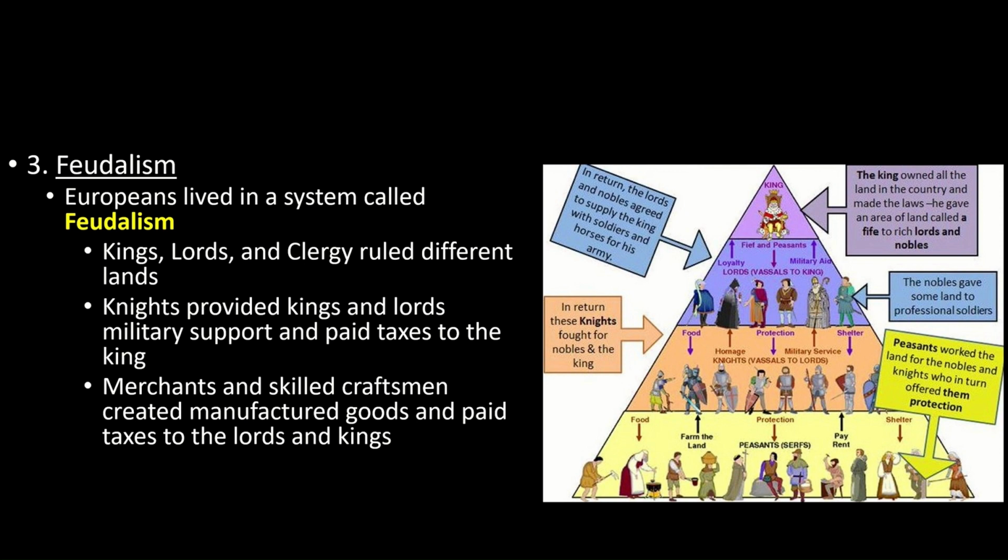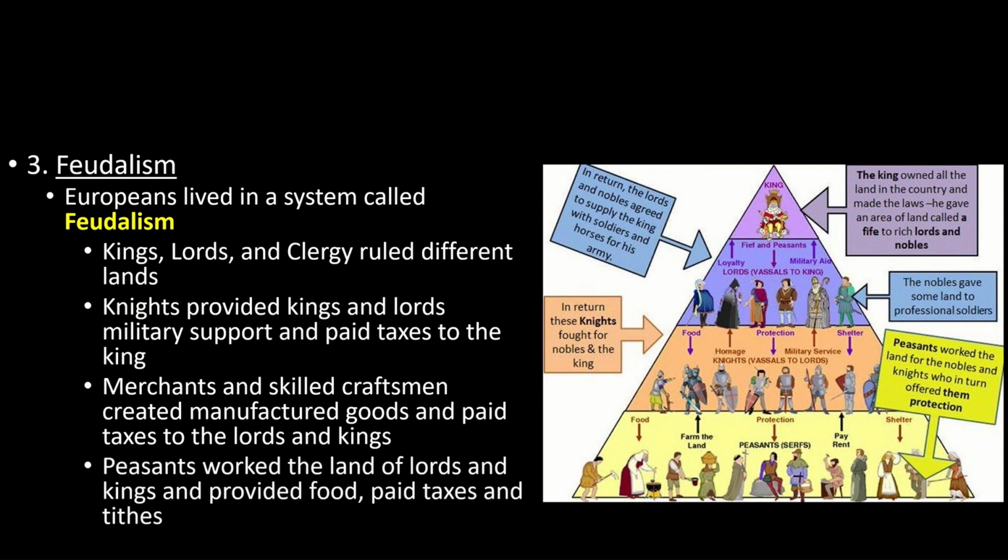And they too paid taxes to the lord and kings. Now, at the very bottom of society, you had peasants. And what was the peasant's job? To work the land, right? To grow the crops for everybody to eat. Peasants had to give a certain portion of crops to their wealthy landowner, and they had to pay taxes, but they also had to pay tithes. If you've ever been to church and put the little money in the tray, that's a tithe, right?